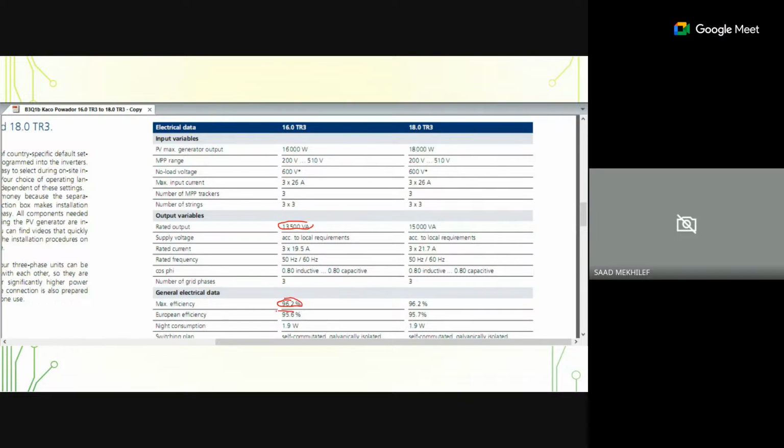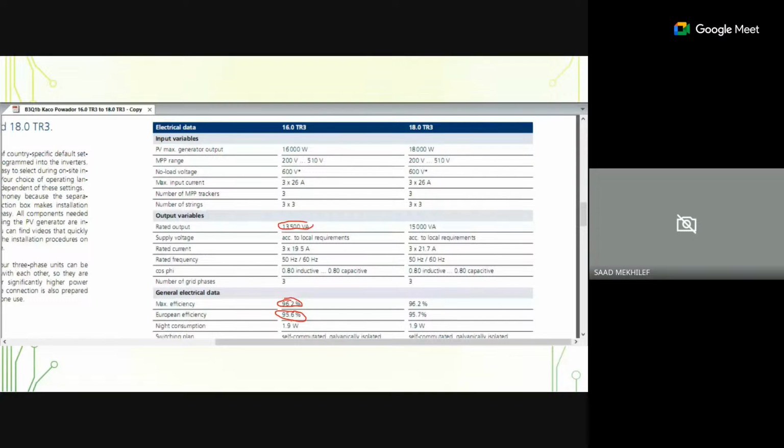And then we have the European efficiency. Anyone knows what this means, European efficiency? You always have this maximum efficiency, and then efficiency. I think all of us know efficiency is the output power over the input power, right? That's how we calculate the efficiency, the output over the input. But this is maximum, okay? But European efficiency, most of the time, is always lower than the maximum efficiency.